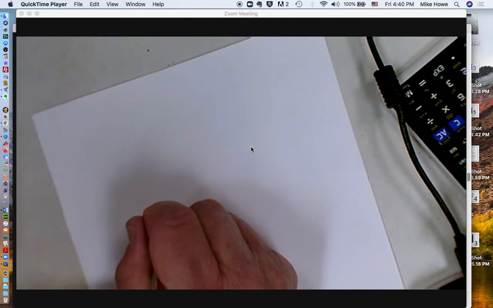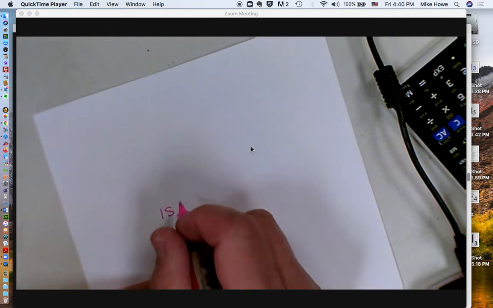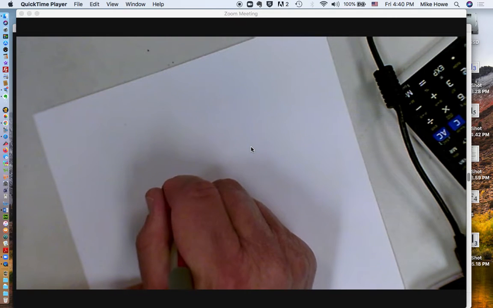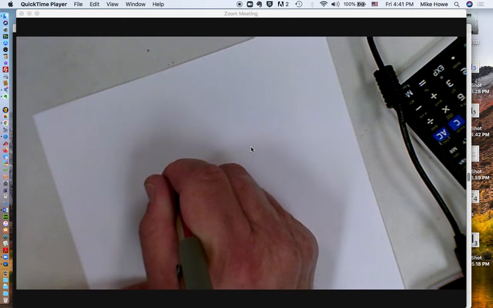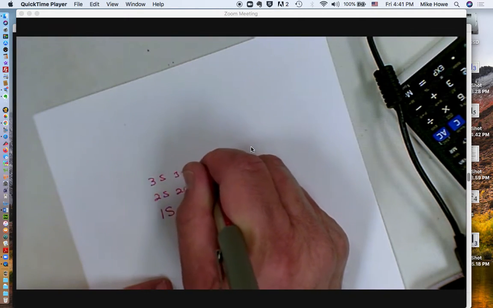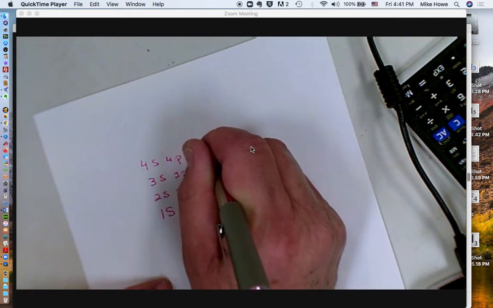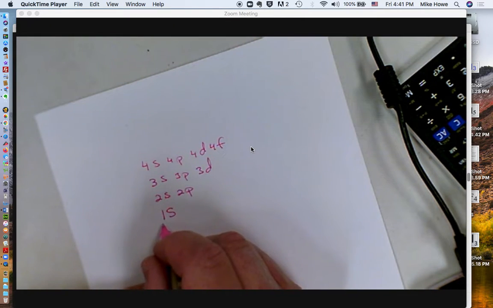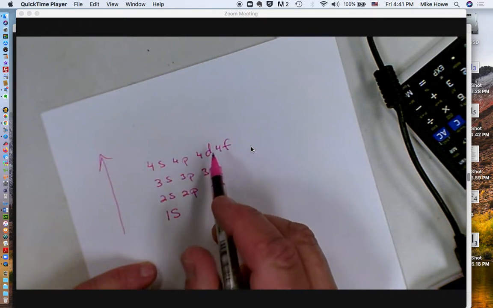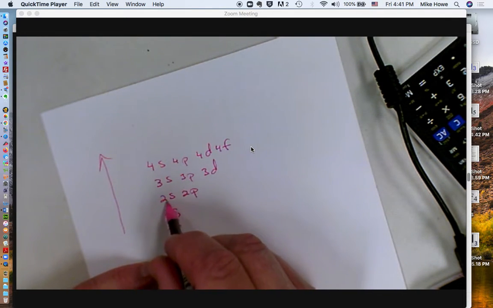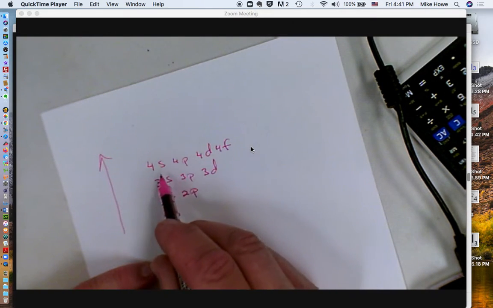So in the first energy level, you've got the S sublevel. In the second energy level, you've got the S sublevel and the P sublevel. All right, in the third energy level, you have the S sublevel, the P sublevel, and the D sublevel. Fourth energy level, you got the S, the P, the D, the F. And you notice that every time we go up to a higher energy level, we are adding a sublevel. So the first energy level only had the S. The second energy level, the second ring around the nucleus, has the S and the P. The third ring, the S, P, and the D. And the fourth ring, the S, P, D, and the F.